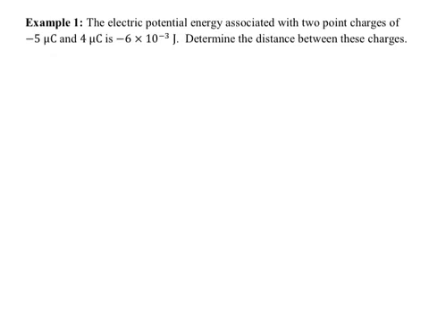The electrical potential energy associated with two point charges of 5 microcoulombs and 4 microcoulombs is -6 times 10 to the negative third joules. Why do you think that that energy is considered to be negative? Because the objects are doing what? Repelling.